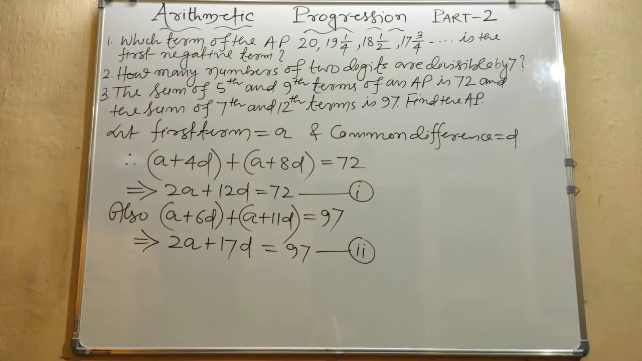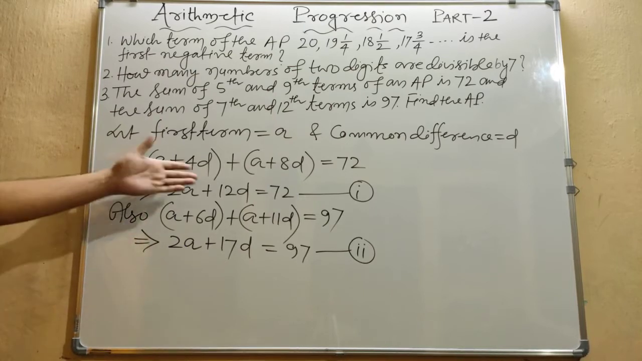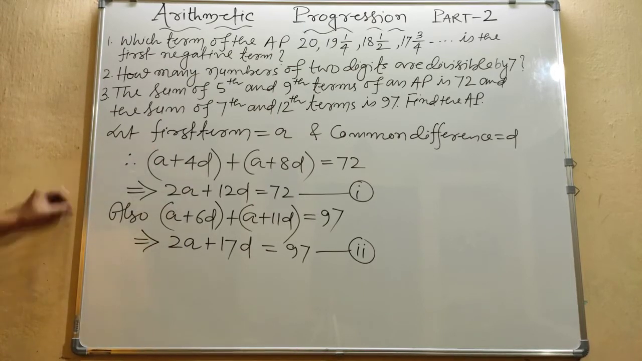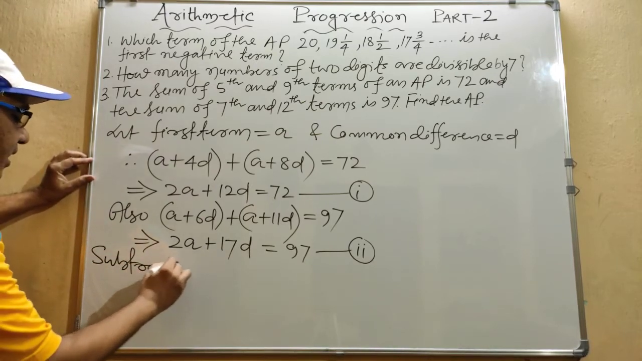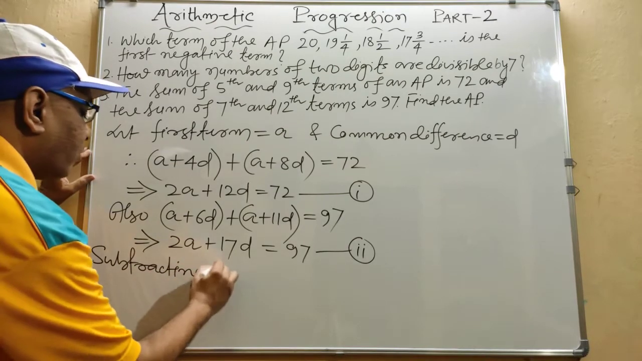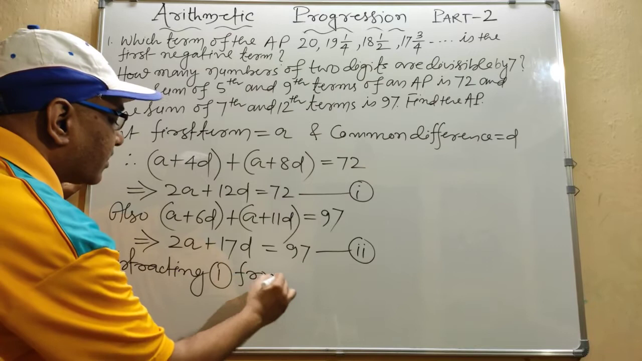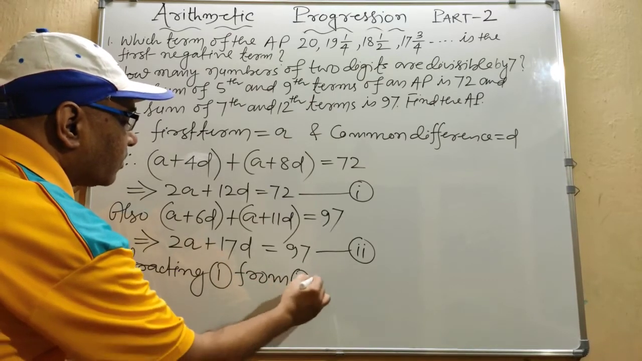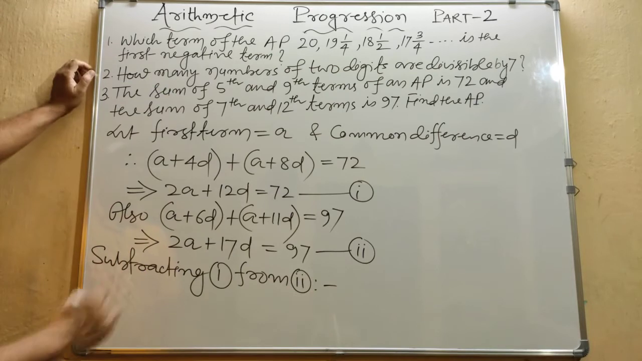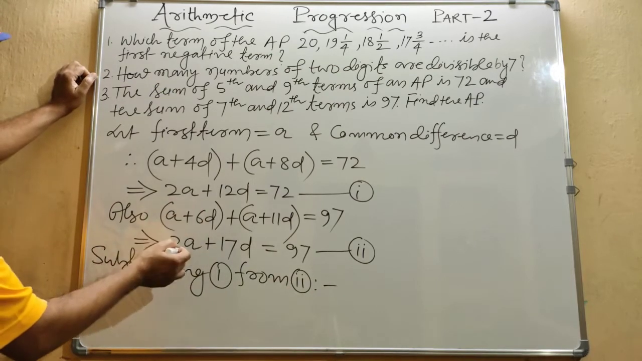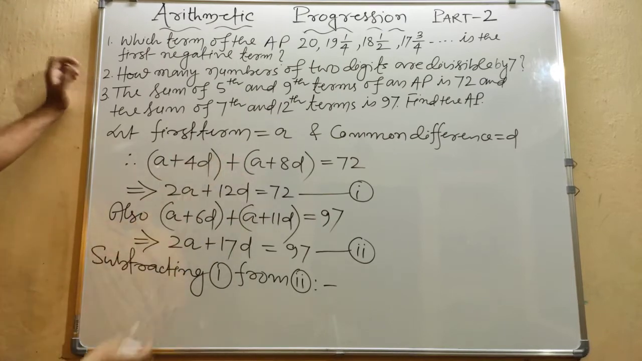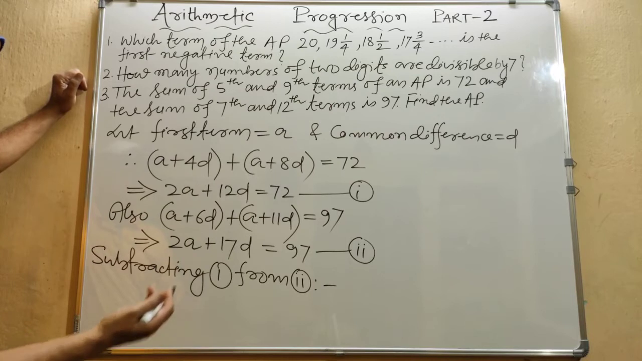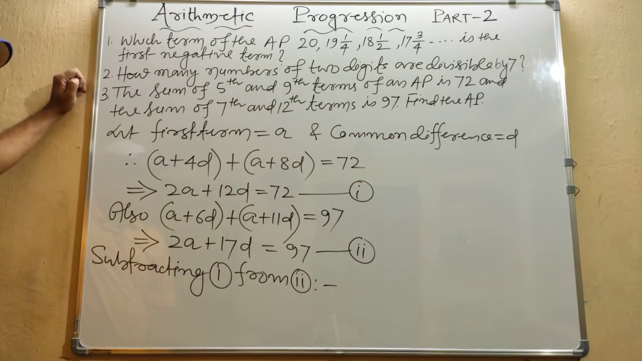Now by solving 1 and 2, we have to find the values of A and D. These are linear equations. Subtracting 1 from 2. Why 1 from 2? Why not 2 from 1? Because here if you subtract, 2A will cancel, and here 17, here 12. So subtract 1 from 2. You can subtract 2 from 1 also, no problem, the same answer will come.